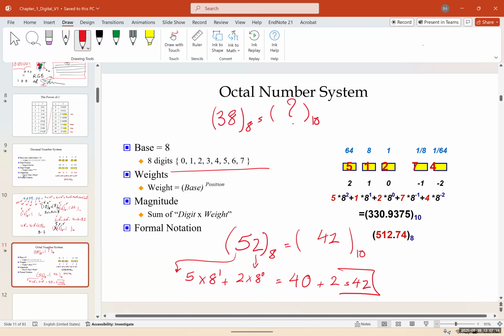Does anyone have the answer? I'm sorry? 32? Okay. Who else has 32? Everyone else? Does everyone have 32? Yes. What do you have? 24. What do you have? I'm sorry? 32. Okay, perfect. So 30 is wrong. 24 is wrong as well.